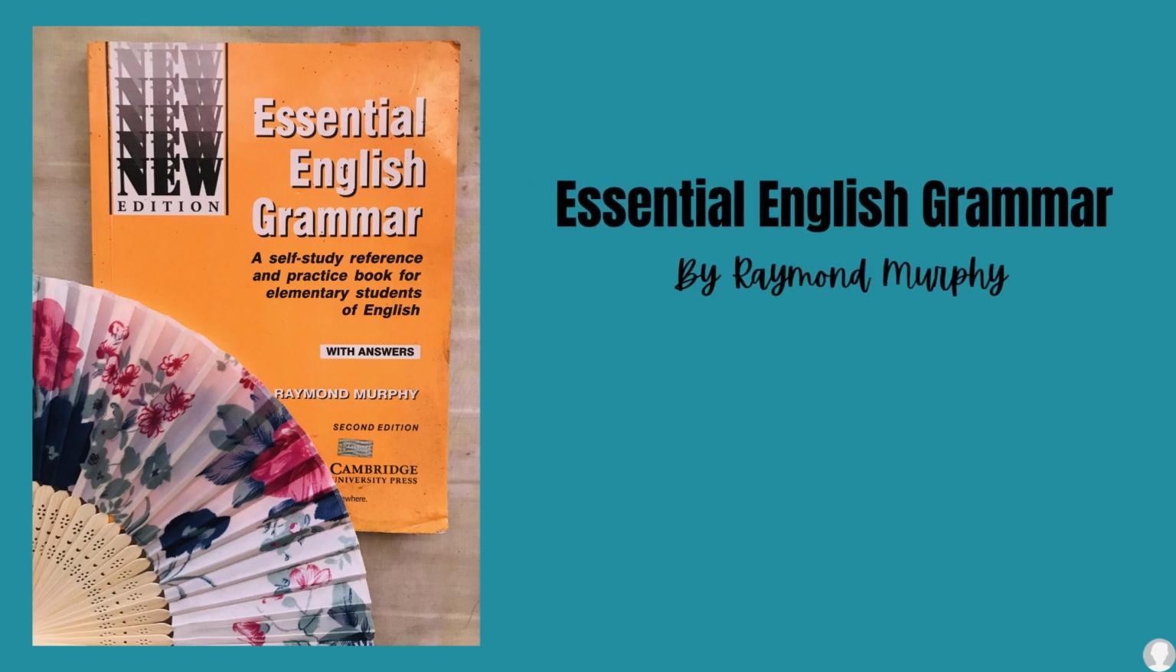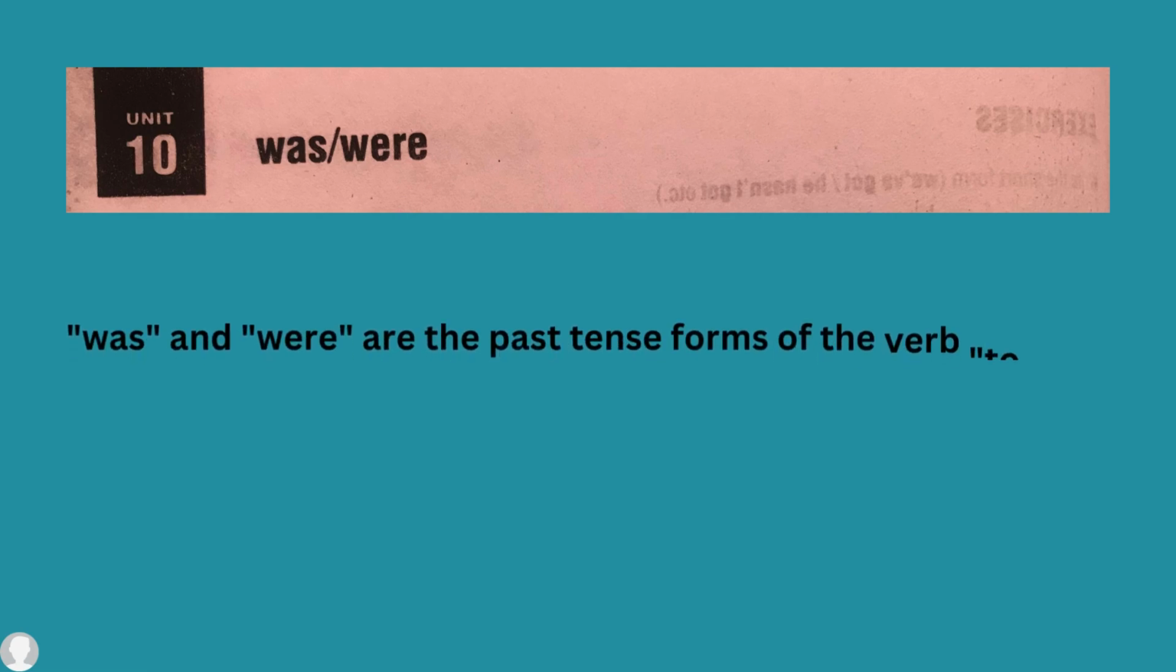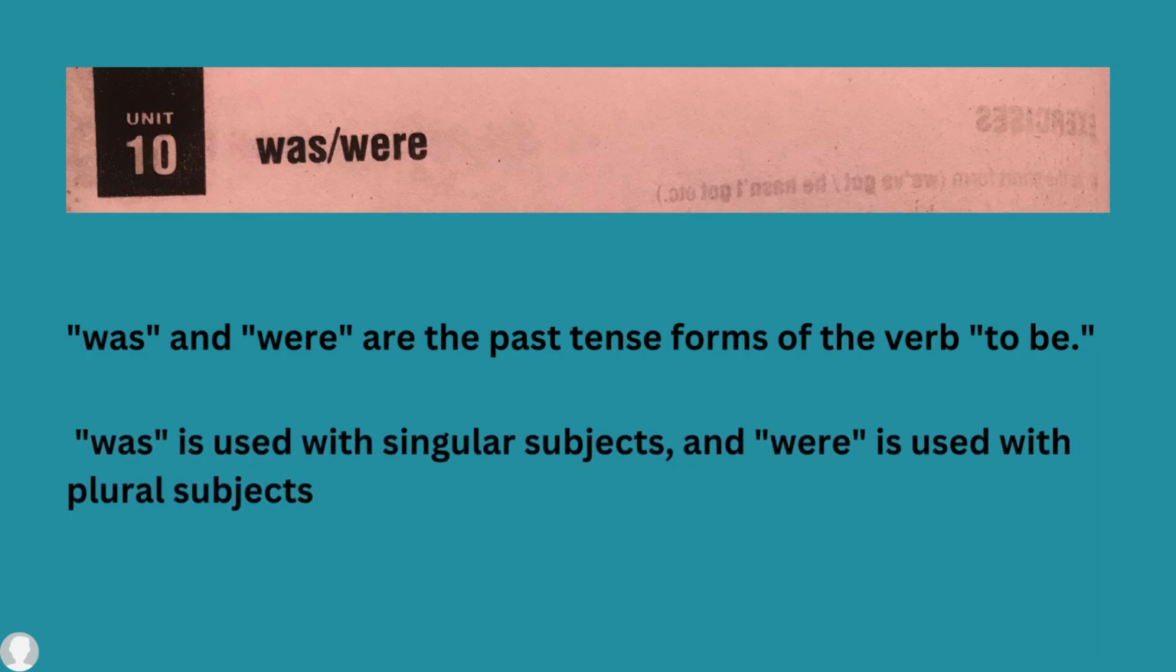Today I'll be covering the book Essential English Grammar by Raymond Murphy. Today I'll be discussing lesson number 10. Lesson number 10 is about was and were. So was and were are the past tense forms of the verb to be. Was is used with singular subjects and were is used with plural subjects.